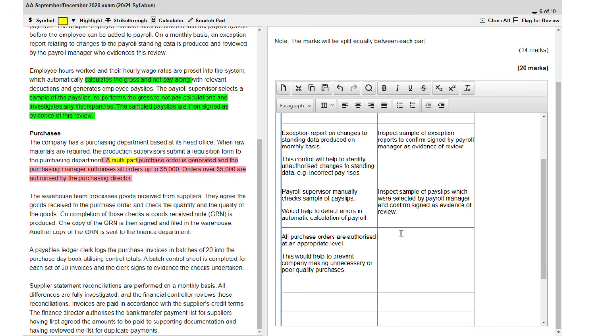And you'll probably be devastated to know that I'm going to inspect them. Well, I can't think of anything else to do. Just make sure, of course, that we say a sample. So I'm going straight in on the other side and saying inspect a sample of, be careful, what's the document? It's purchase orders, isn't it? To confirm authorized at the appropriate level.